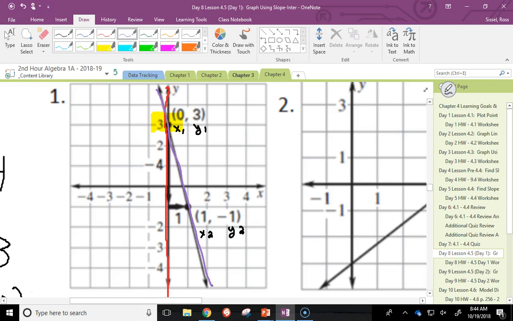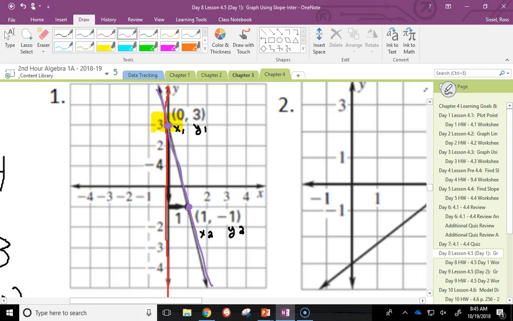Where does my line cross 2 points real easily? Like here, it crossed at 0.3. I'm going to follow my line. Do I know that point perfectly, what the coordinates are? No, so I'm looking for a good one. No, it's the other one that was marked.